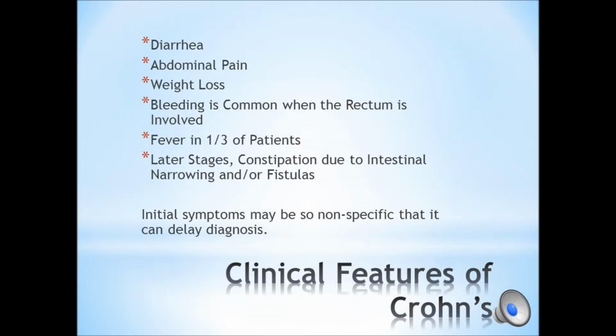One of the tough things about dealing with Crohn's disease is that initial symptoms may be so nonspecific that it can delay the diagnosis. But clinical features of Crohn's disease include diarrhea, abdominal pain, and weight loss. Bleeding is common when the rectum is involved. Fever is going to be involved in 1/3 of the patients, and then in later stages, constipation due to the intestinal narrowing and or fistulas.